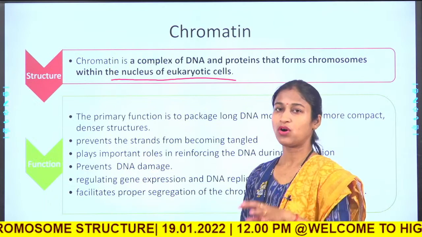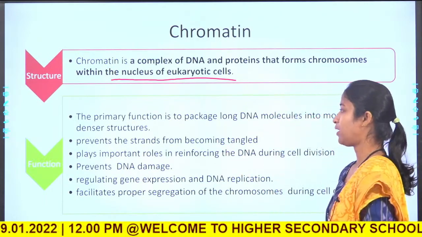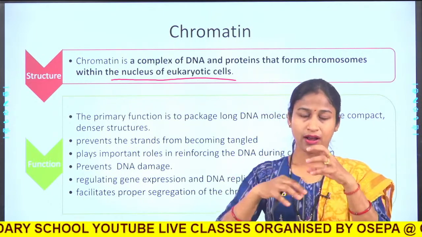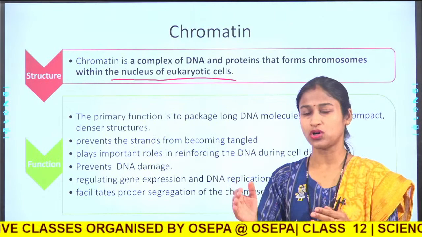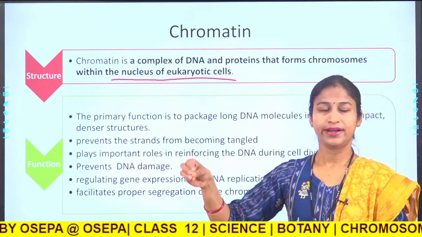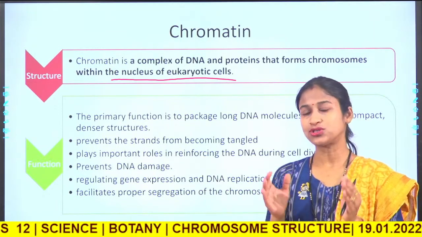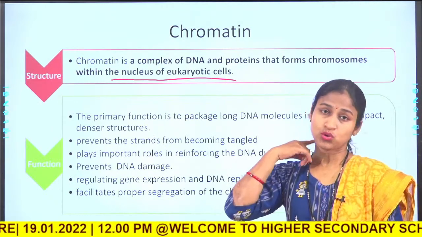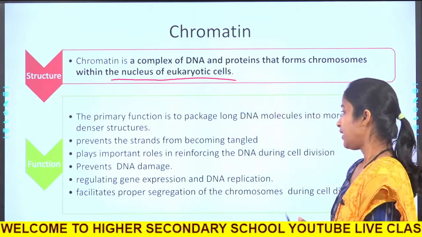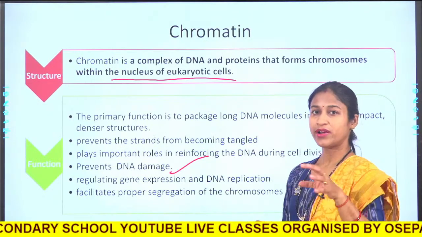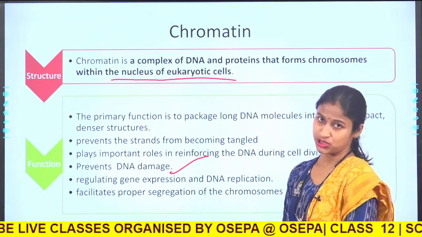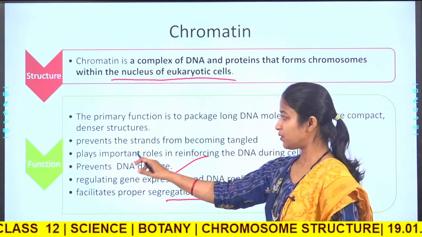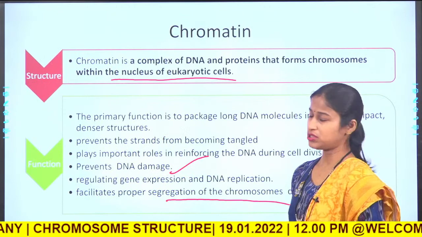Now, these are the functions that we have already discussed. The primary function is to pack the long DNA so that it will not be entangled or intertwined, so that when transcription occurs there will be no hindrance to the DNA molecule. The chromatin fiber guards and protects the DNA, and at the time of requirement it also releases the DNA for transcription. It prevents DNA damage, regulates gene expression and DNA replication, and facilitates proper segregation of chromosomes during cell division. So these are the five functions.